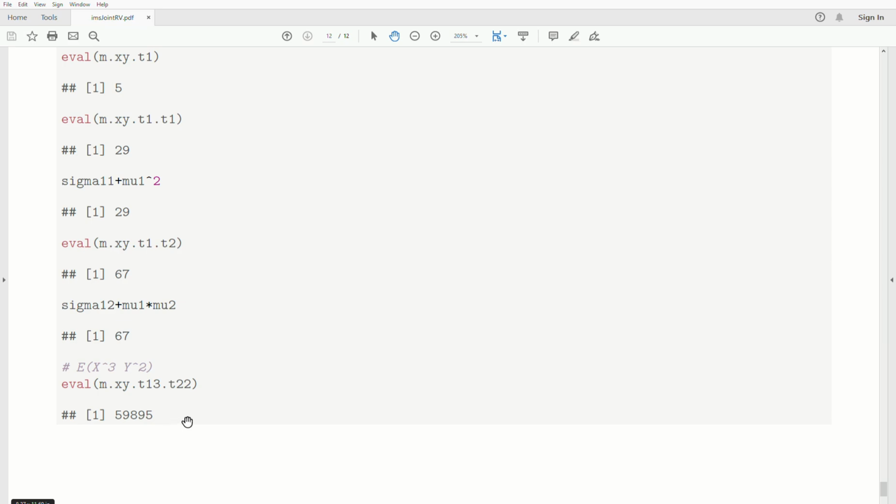And then let's just evaluate a crazy expression. So the expected value of X cubed times Y squared is going to be 59,895. Now I was going to print out this expression and then maybe try to simplify it, but one downside about R is it doesn't simplify that derivative, but it's correct. So it would have taken up a couple pages or more to print it out. But this is it.